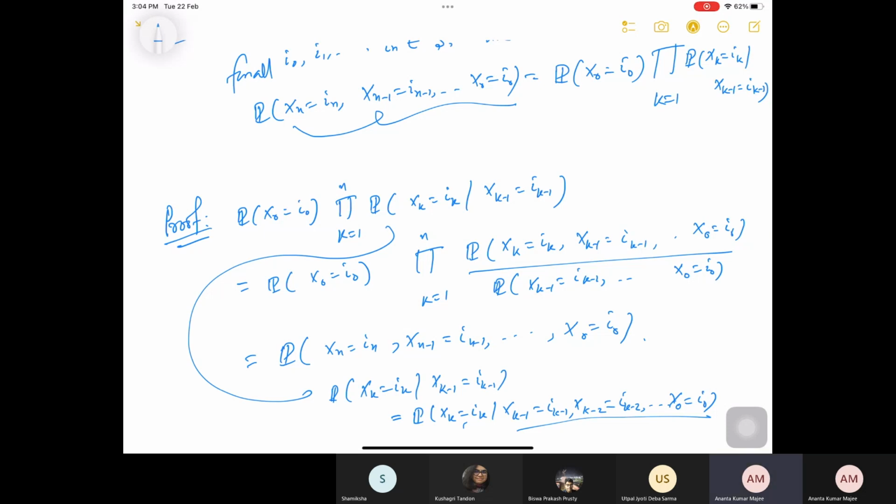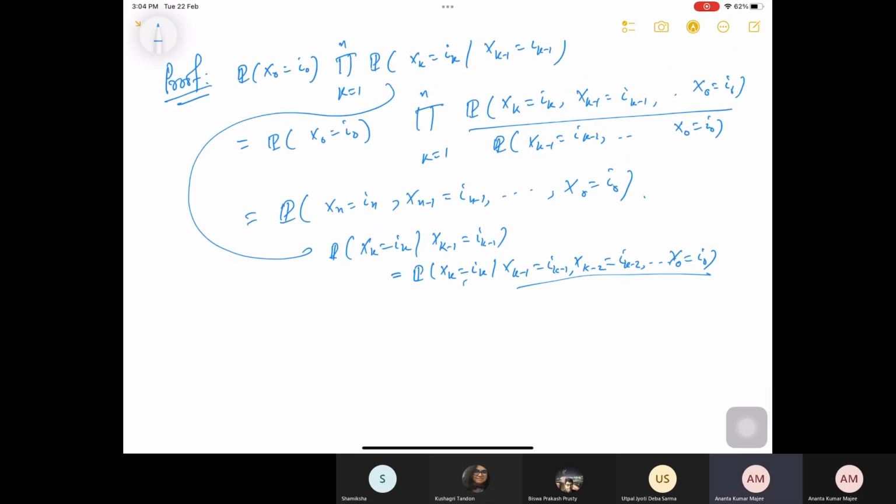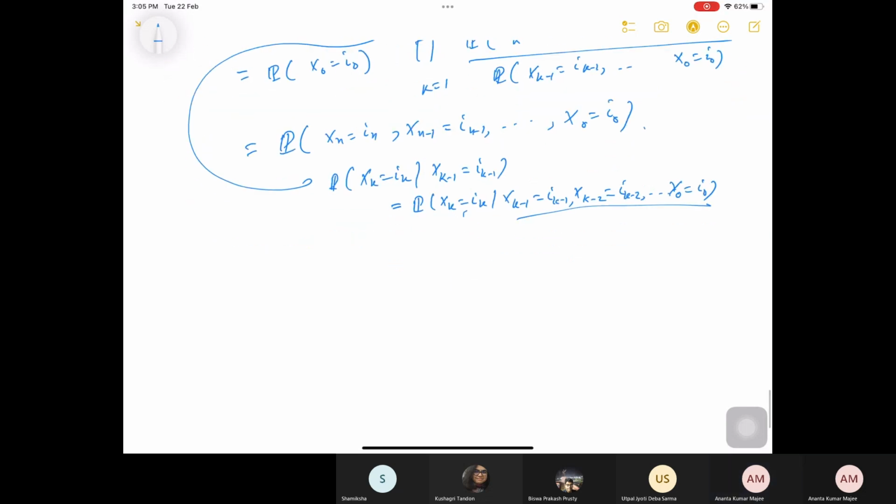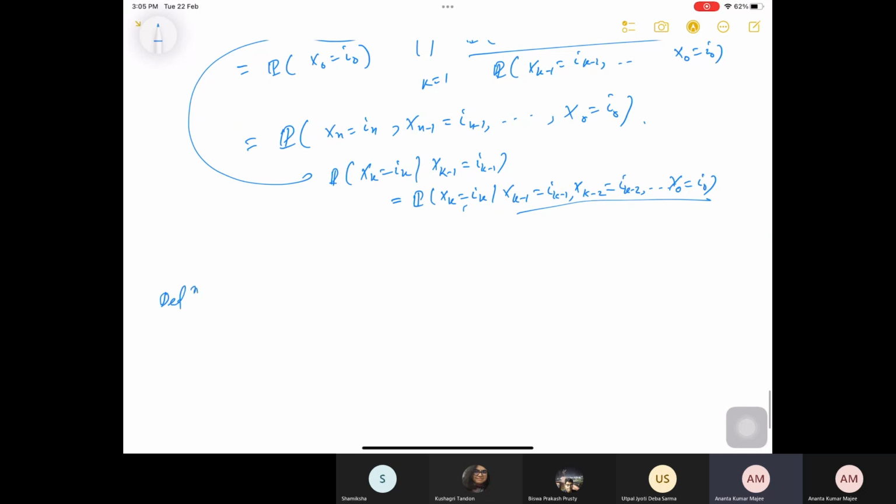So it says that if Xn is a Markov chain, and you consider any states i0, i1 up to in, then the probability of Xn equal to in, Xn−1 equal to in−1, and so on, X0 equal to i0 is the same as the probability of X0 equal to i0, and then the product of k equal to 1 to n of the probability of Xk equal to ik given Xk−1 equal to ik−1. Okay, let us make some definitions and then we will talk more on that.